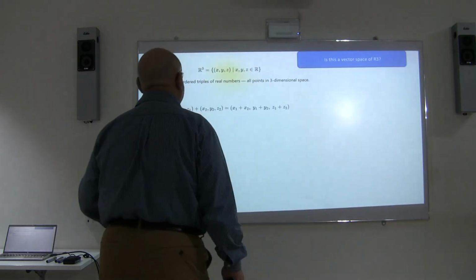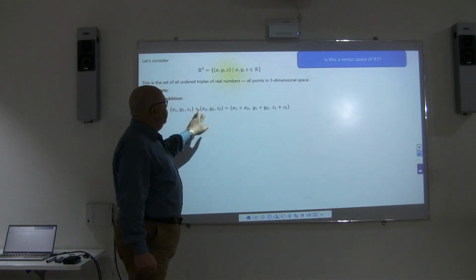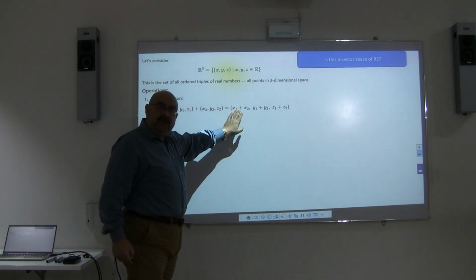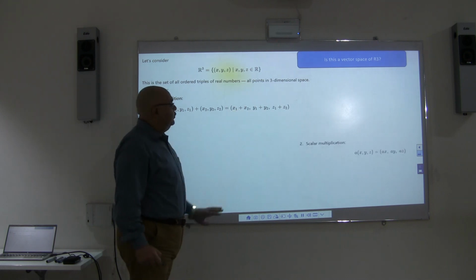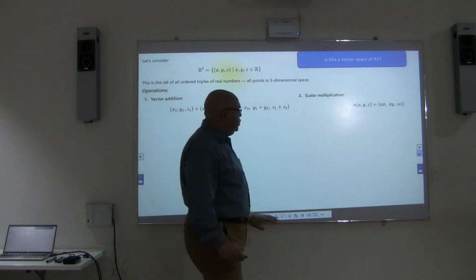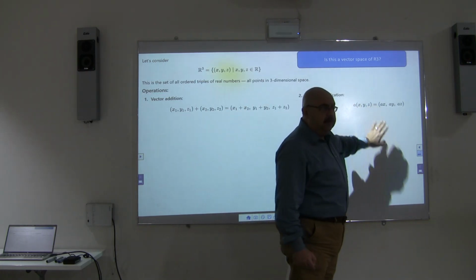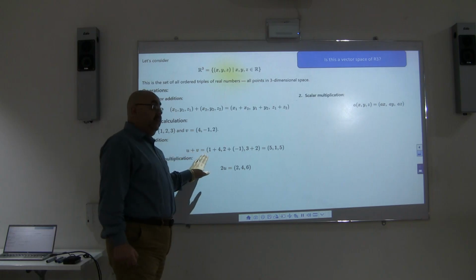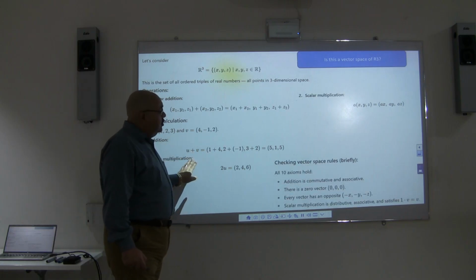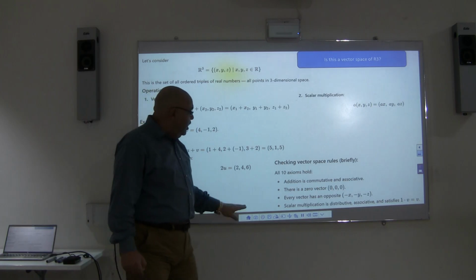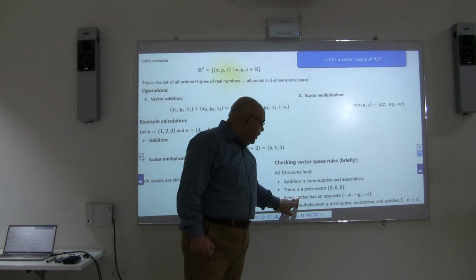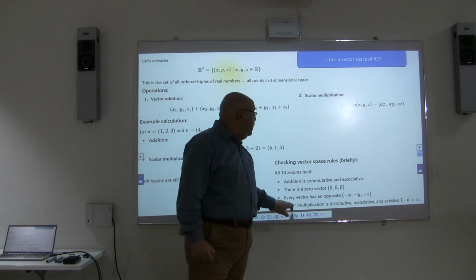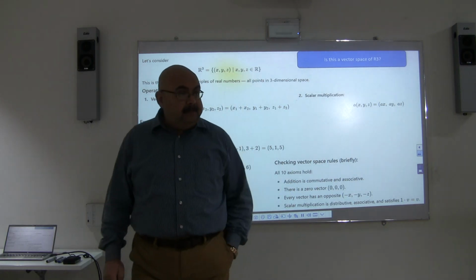Okay, once more, as I told you, x1, y1, z1 plus x2, y2, z2 will result in x1 plus x2, y1 plus y2, z1 plus z2, which is 3 components. We are very good for the addition. The multiplication by a scalar will be the same, 3 components. The existence of a 0, the existence of a negative value, it all exists. So it contains a 0, the existence of the opposite values, the existence of the identity. So it's a vector space.